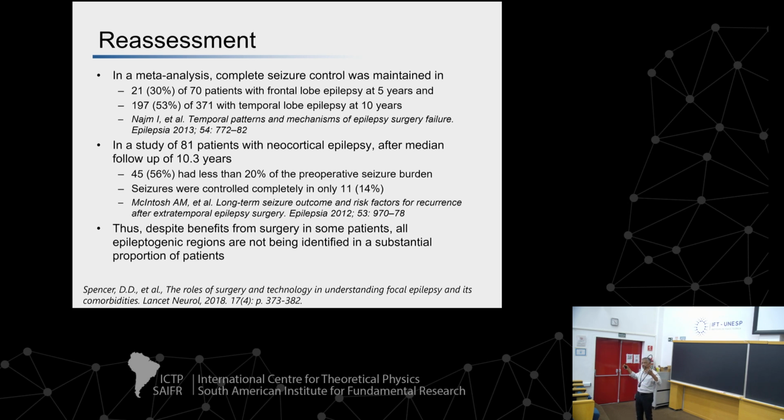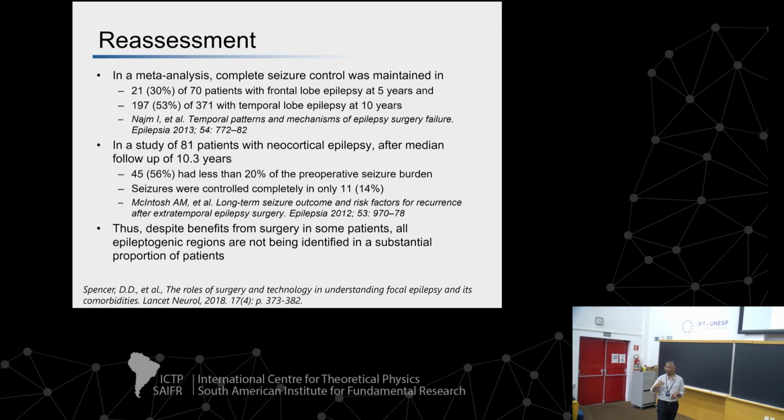The others started to develop seizures. This is a paper from a group in Australia saying that at a median follow-up of 10.3 years, 56% had less than 20% of the preoperative seizure burden, but seizures were completely controlled in only 14%. So removing a discrete part of the brain where we think seizures come from was not giving us long-term seizure control. After half a decade, these patients that we were so confident about are coming back with seizures.